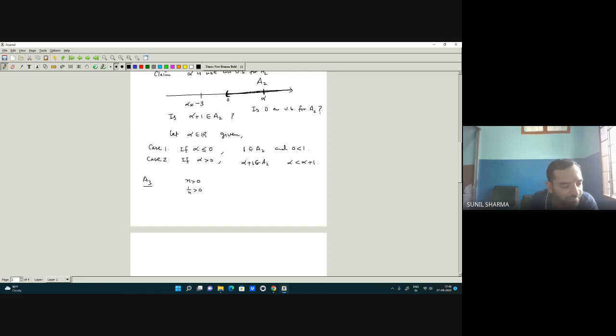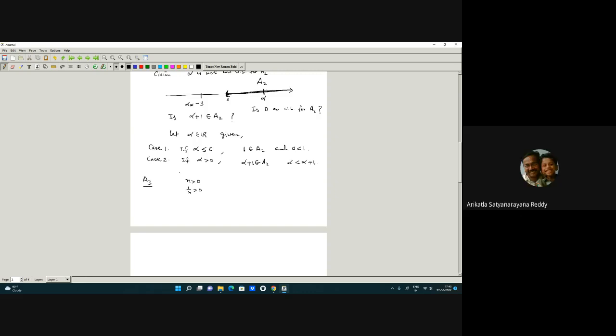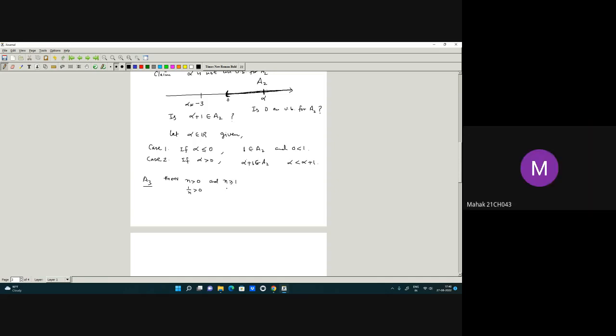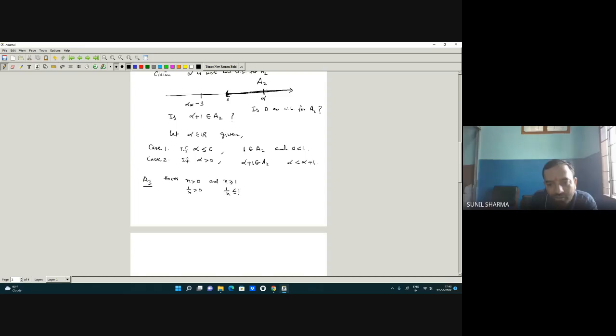Yes, Mehak. Less than 1 or less than or equal to 1, Mehak? वही साफ less than पूछ रहे हैं. So 1 upon n is less than or equal to 1. Okay. So it means n is greater than or equal to 1. Yes, sir. So 1 upon n is less than or equal to 1.